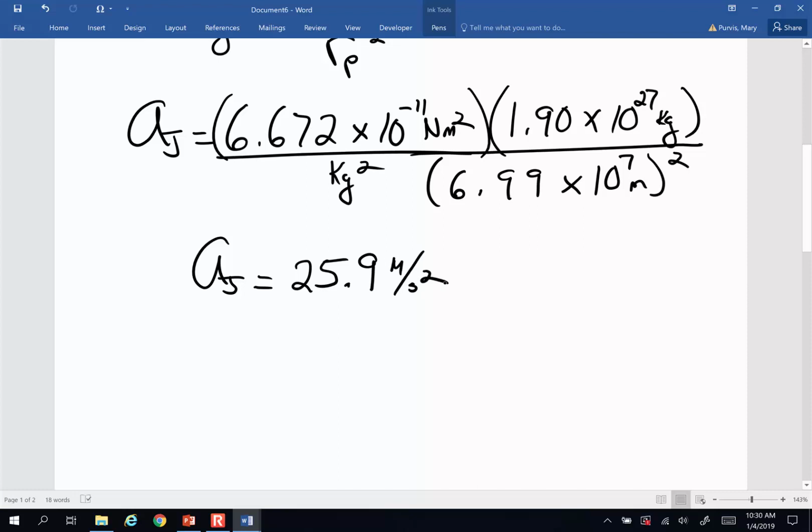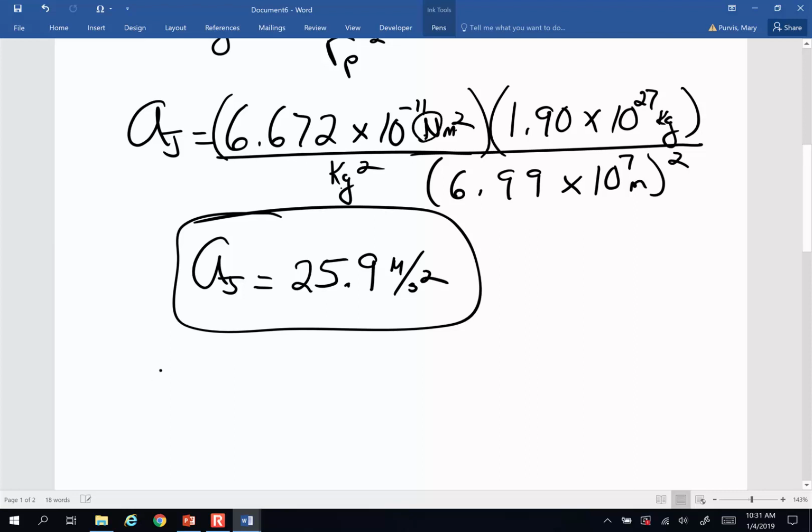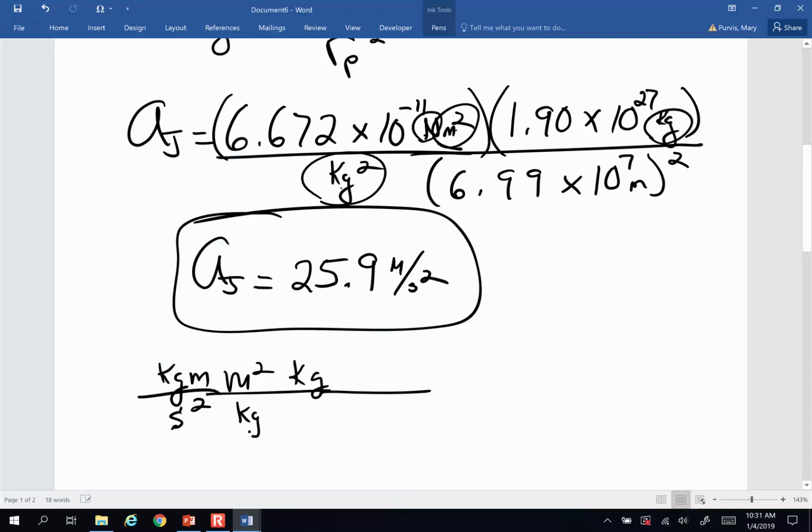Let's take a look at the units, and where the heck does this come from? Well, here we go. Newton meter squared per kilogram squared. Newton is a kilogram meter per second squared. That's my newton. Times meter squared, that's times my meter squared, times another kilogram over here. On the bottom, kilogram squared, and here, meter squared.